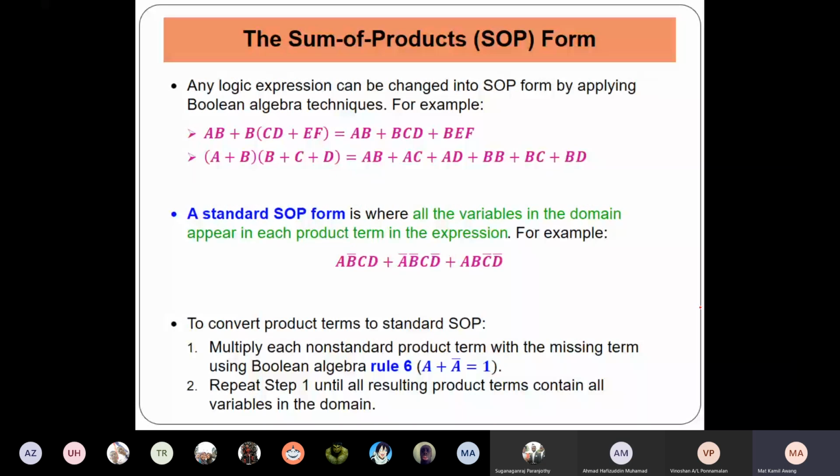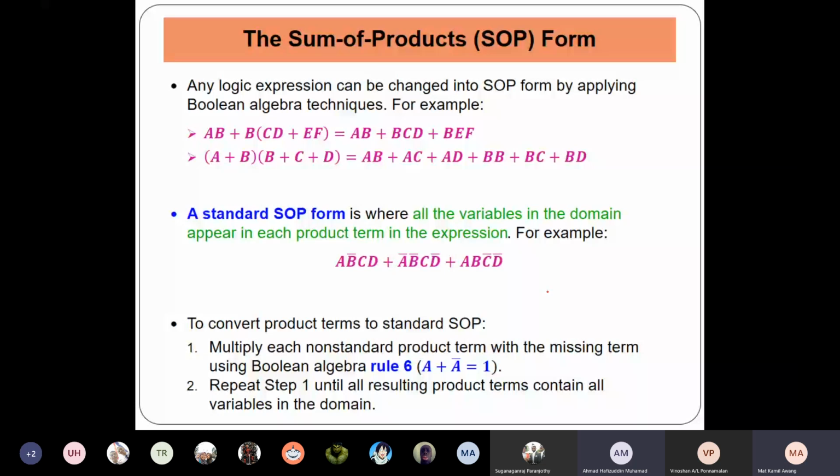Any logic expression can be changed into SOP form by applying Boolean algebra techniques. For this you have to remember the basic rules, 1 to 12, from the previous lecture. Let's say you have an expression AB plus B, ANDed with CD plus EF. You use the distributive rule: AB plus BCD plus BEF. This is in the form of SOP. If you have A plus B ANDed with B plus C plus D, then distribute: AB, AC, AD, BB, BC, BD. You get this.